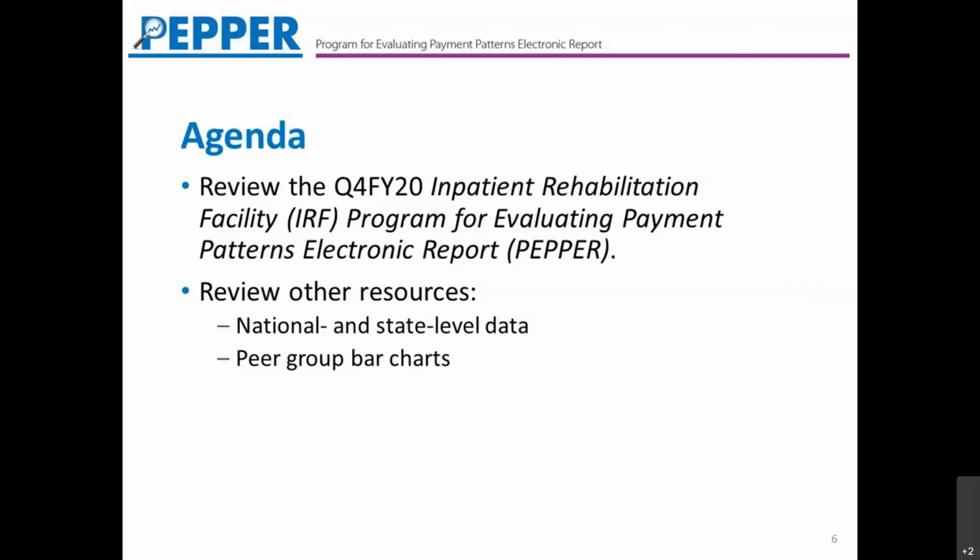Our agenda today, of course, will be to review the Q4 FY20 Inpatient Rehabilitation Facility, IRF, Program for Evaluating Payment Patterns Electronic Report, the PEPR. We will review some other resources, national and state level data, and peer group bar charts. So let's get started.